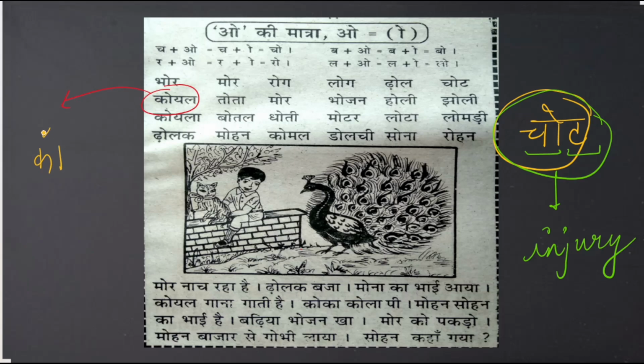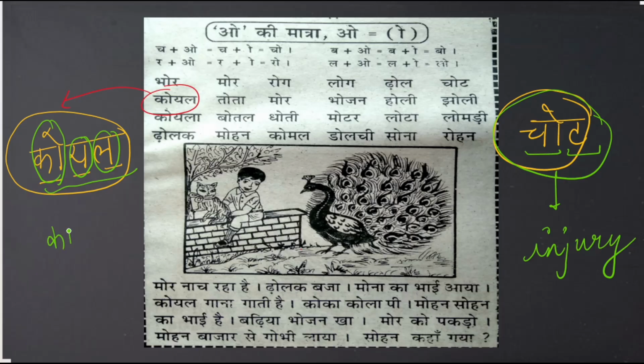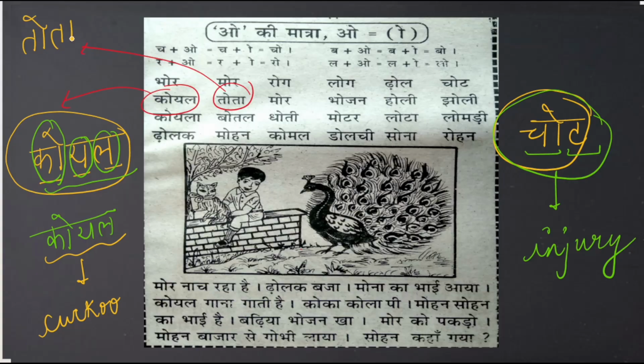This is ka, and this is the matra of O, and this is ya, and this is la. Together it became koyal. This one is ya and this one is la. Now it will be pronounced like ko ya l, koyal, which means cuckoo, a kind of bird. This is ta and this is the matra of O and this is ta again, and just apply the matra of A. Now it will be pronounced like tota, which means parrot.